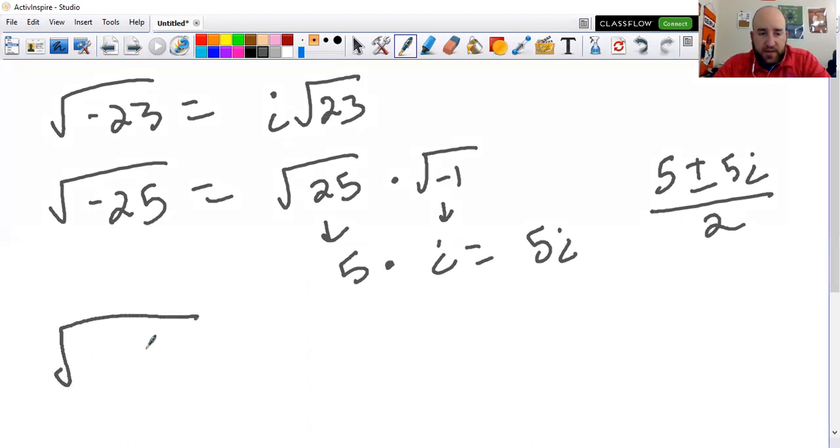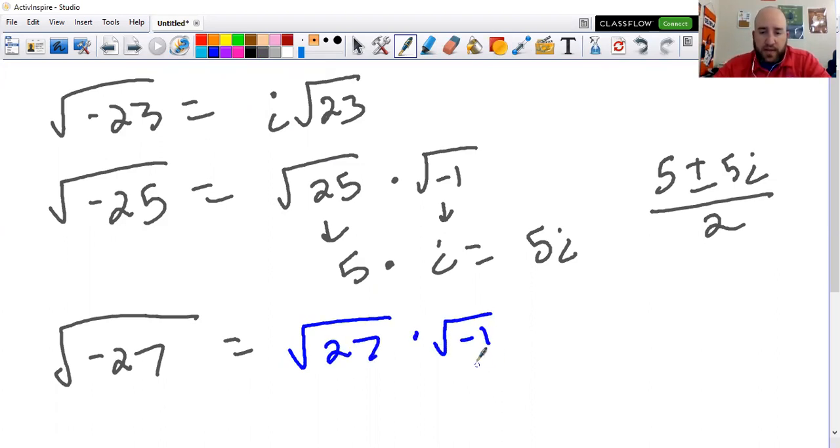And then let's say it had been 27. So square root of 27. Let's change that color to blue so it's not blending in. So square root of 27 times the square root of -1. Again, this would still be i. Now, for 27, I can do my factor tree, 9 and 3. That 9 goes to be 3 and 3.